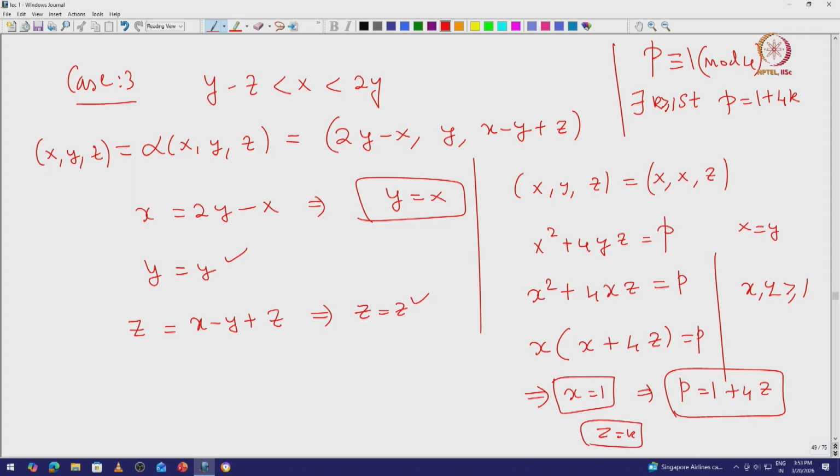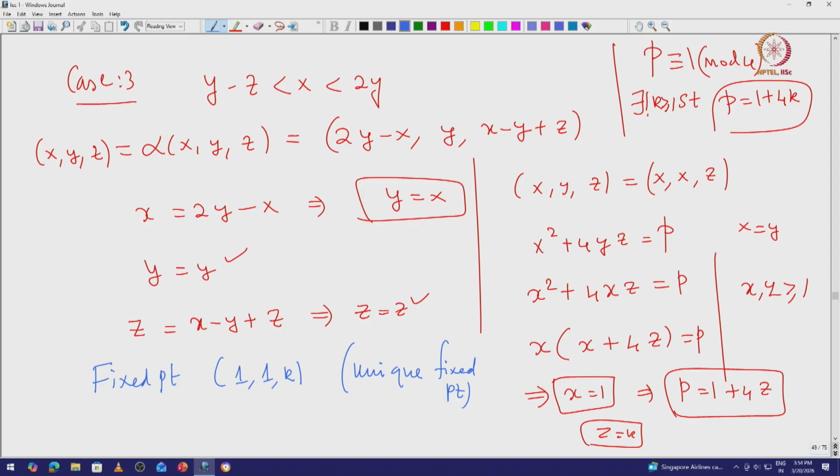So, that means I have this solution x equal to 1, y equal to 1 and z equal to k, and k is unique. Okay. There are no two different k we can get because k is defined using this equation p equals 1 plus 4k. That means we have this fixed point, which is (1, 1, k), and it is the unique fixed point.